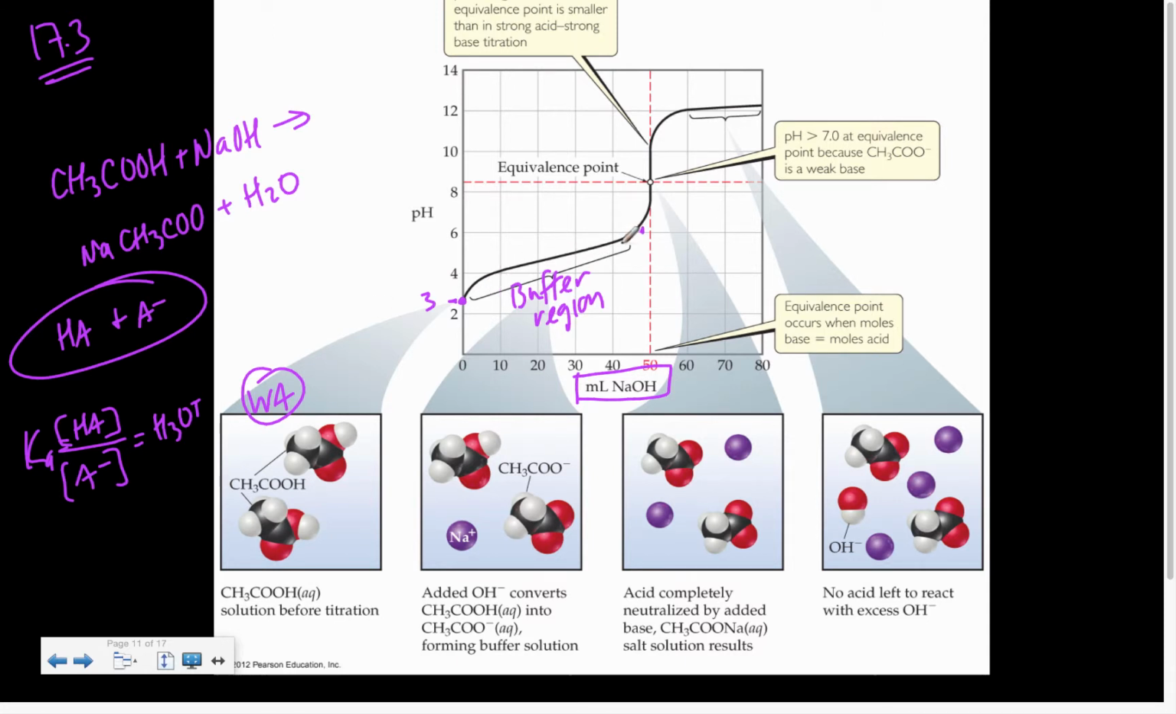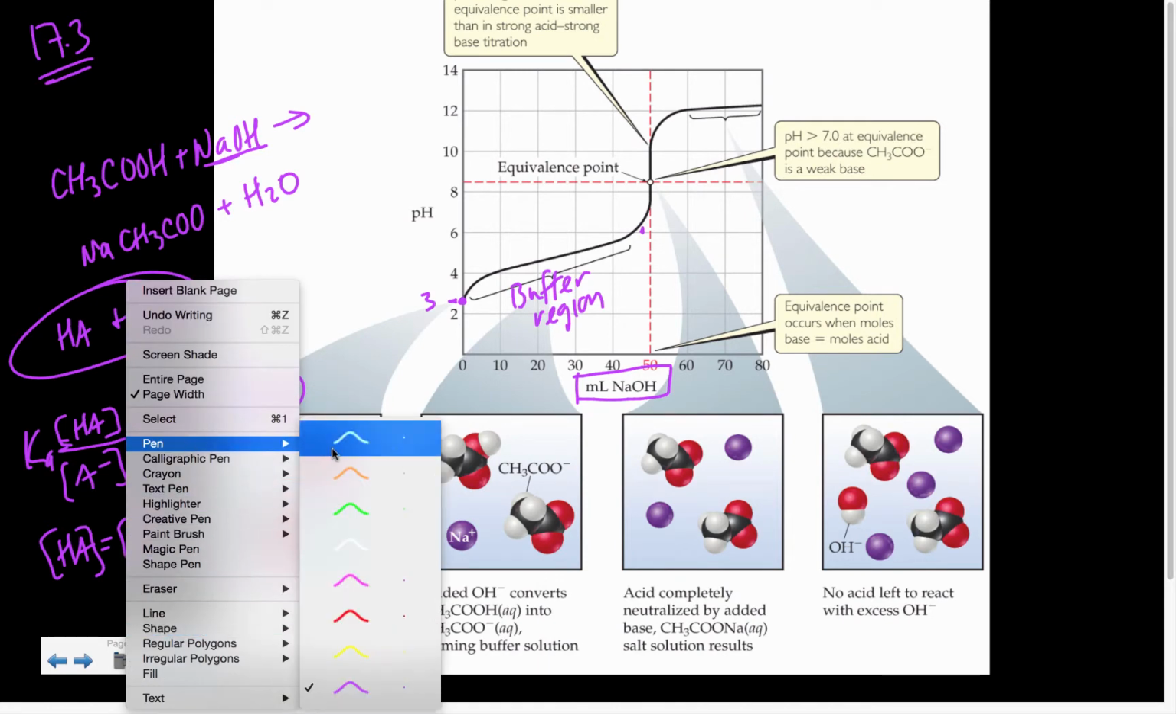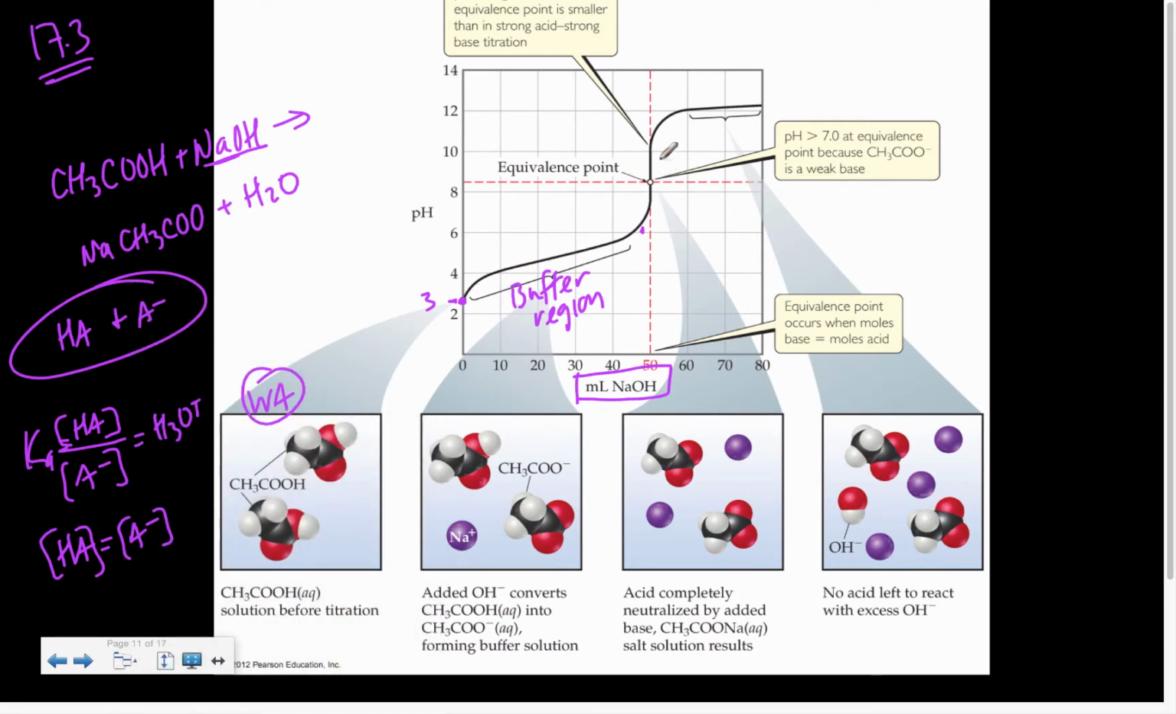So here, we start off with just HA in solution, and as we add our sodium hydroxide, we slowly but surely produce some of my A minus. And eventually, we reach a place on our titration where HA is equal to A minus. Where does that happen? That happens at the half neutralization point. So if neutralization happens at 50, then at 25, we have our half neutralization.